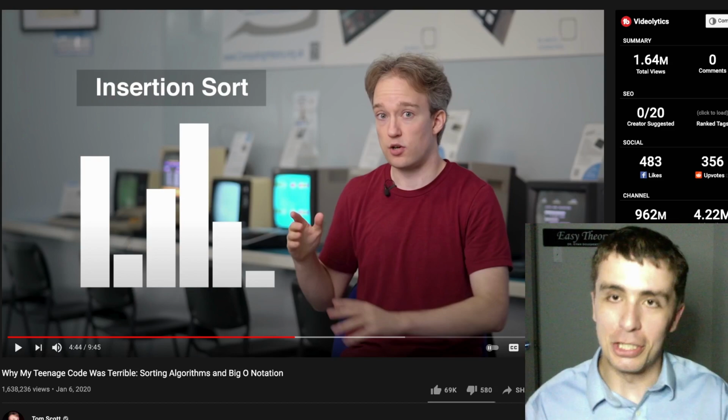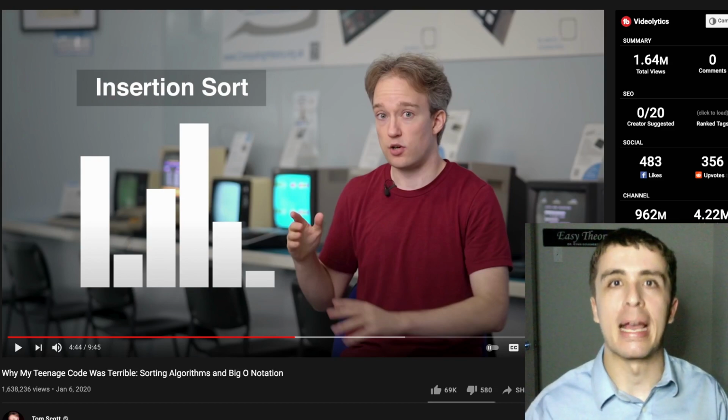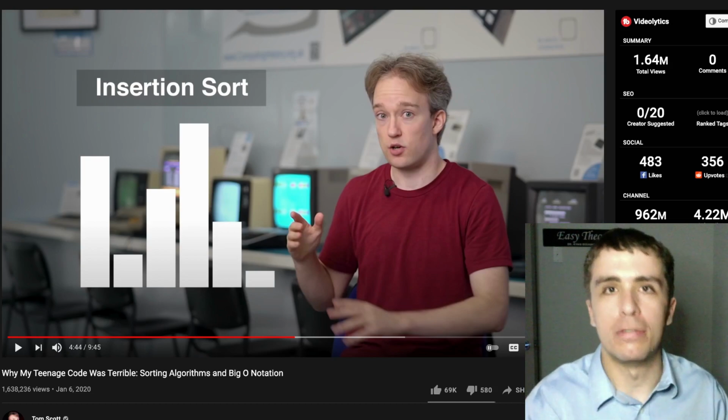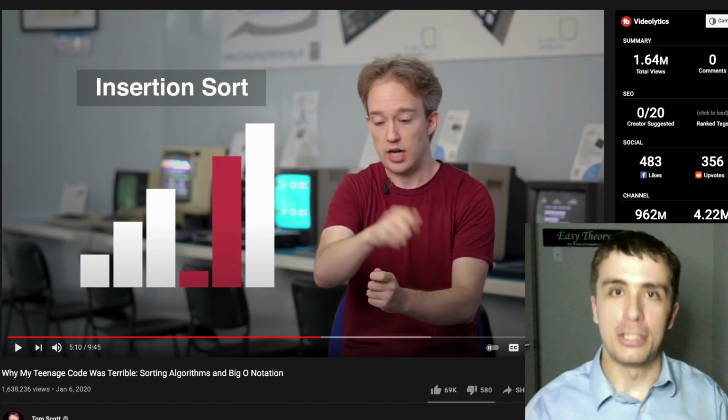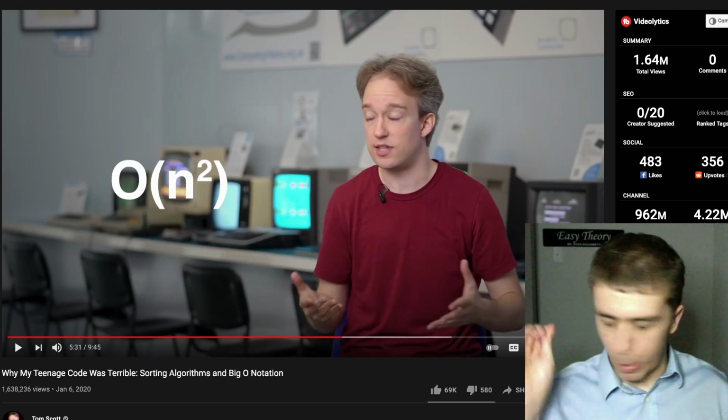I completely agree. All right, so he's going to talk about insertion sort, which is another common, bad in some sense, sorting algorithm. That's an alternative to bubble sort. Yeah, so he just described what insertion sort is. No issue with that. Good, perfect.